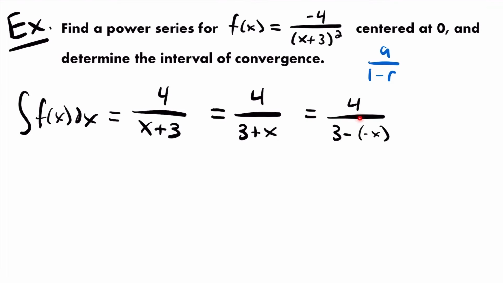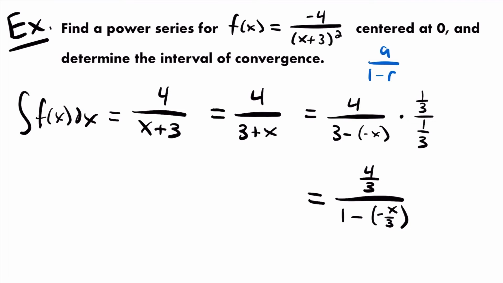And now we're closer to having this function in the form of the sum of a geometric series. We have a constant divided by 3 minus a common ratio. The only thing that's not right is that this 3 needs to become 1. And so we can do that pretty easily. What we can do is divide the numerator and denominator by 3. In other words, we can multiply by a form of 1, 1/3 divided by itself. And so if we do that, we'll have 4/3 in the numerator and then 1 minus negative x/3 in the denominator, right?